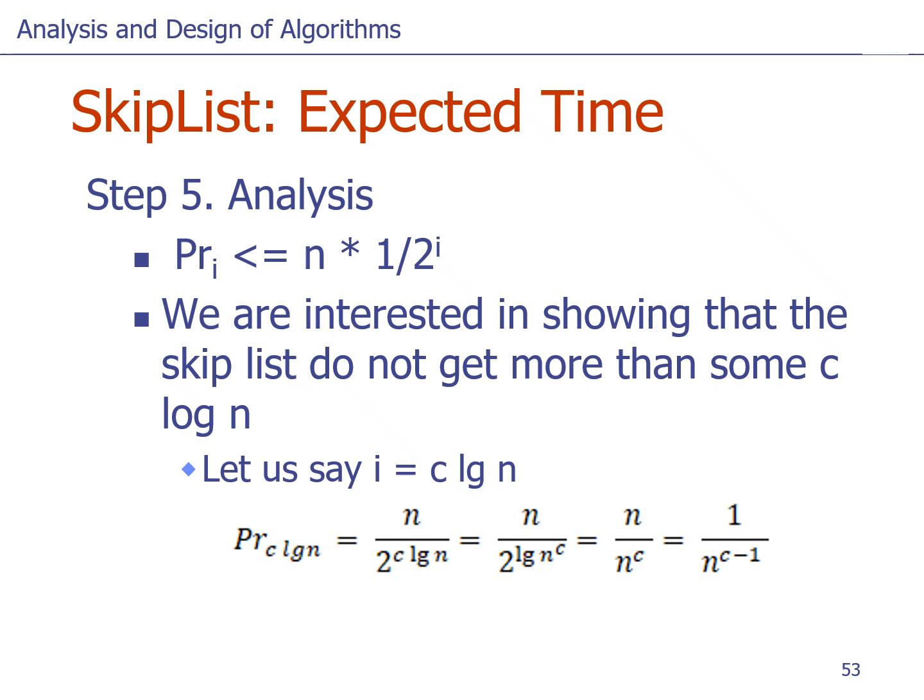So it's going to be n divided by 2 to the power of c multiplied by log n. Okay? And then I will play some tricks with the power and logs. So really I'm talking about n divided by n to the c. So really I'm talking about 1 divided by n to the c minus 1. That's the probability of at least one element going up all the way to log n, or log 100 if I have 100 values.